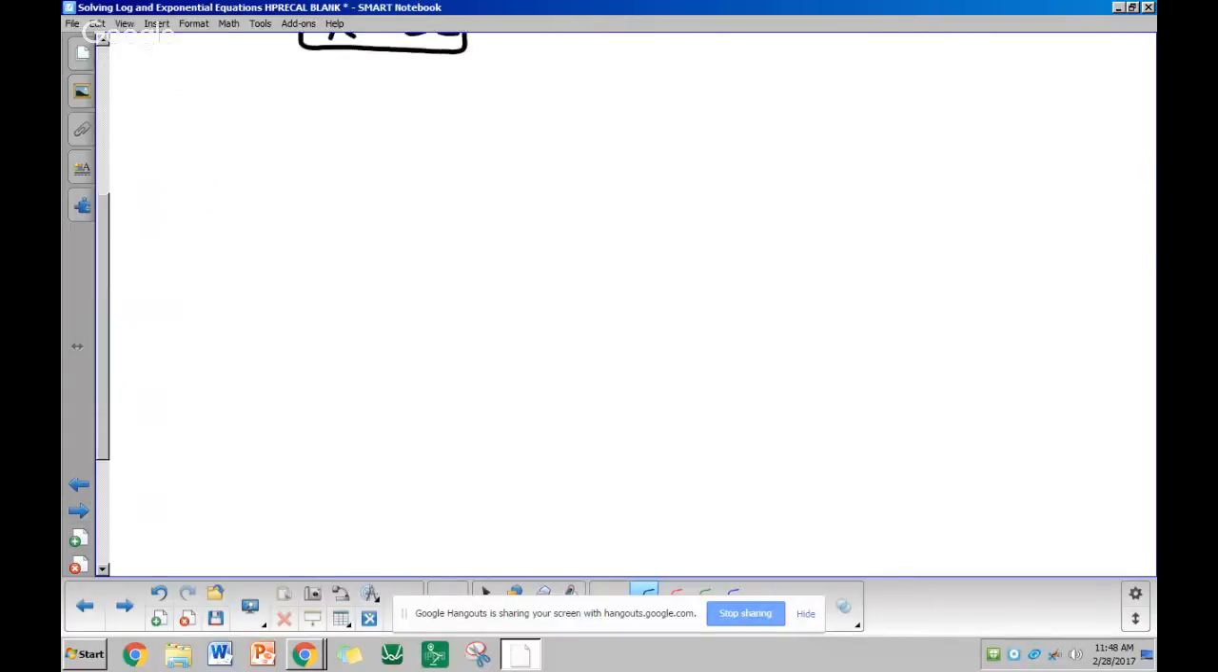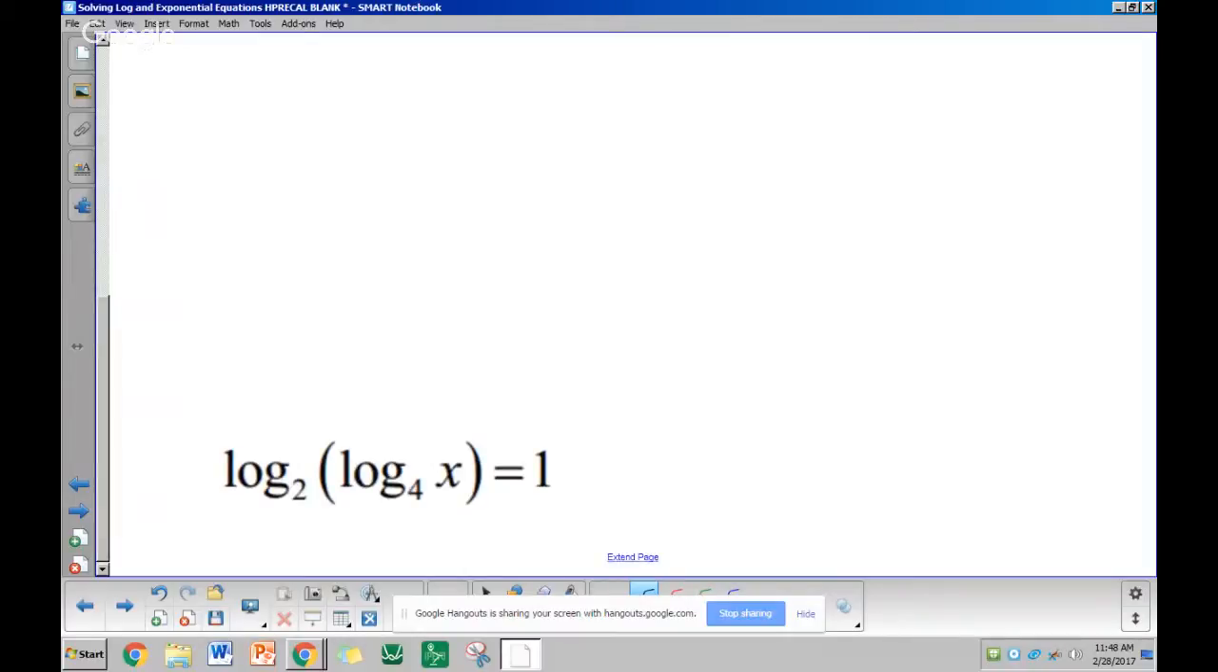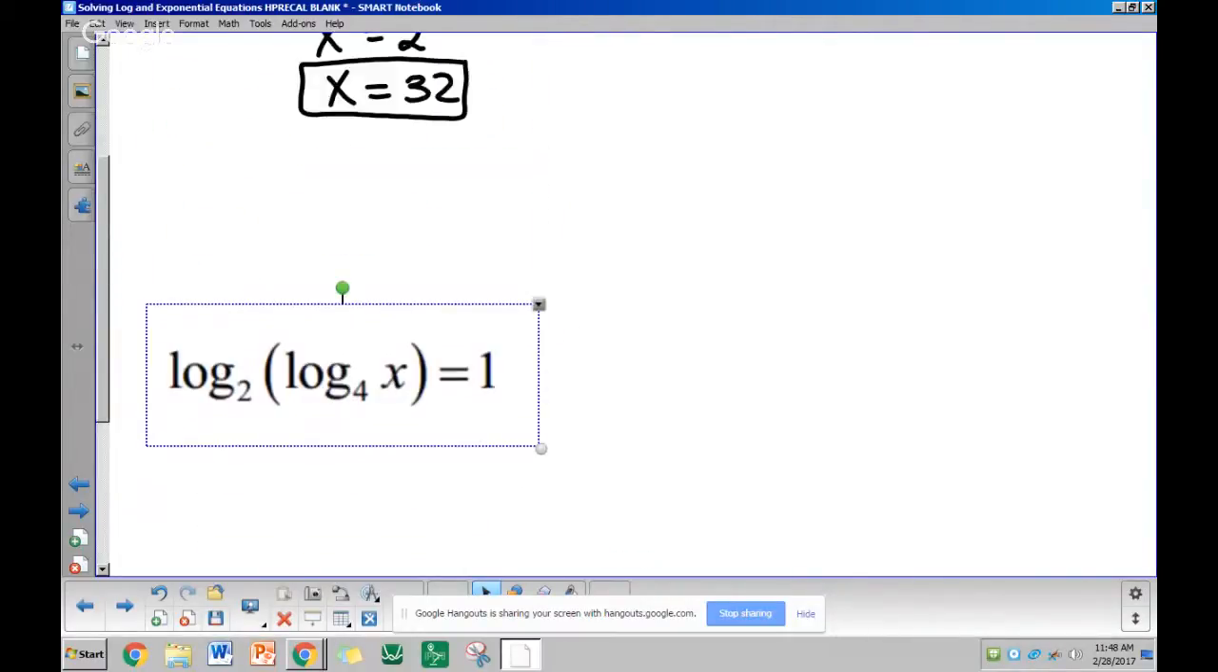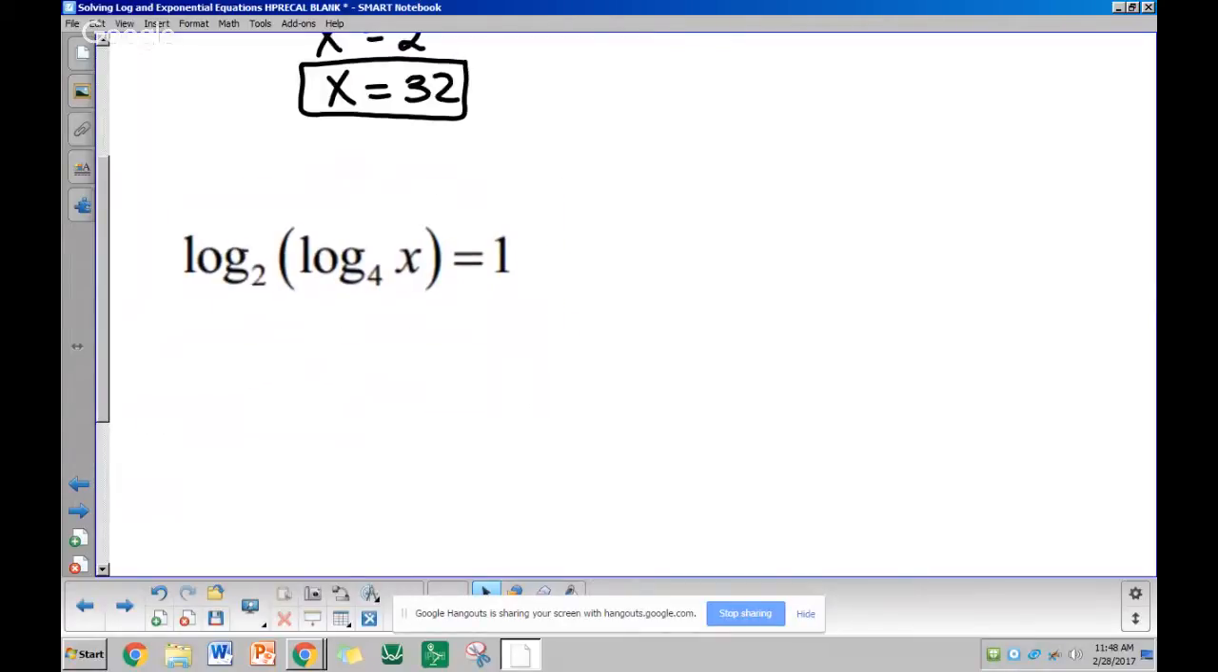Okay? I have one down here. Bring it up for ease. This is a nested log. A lot of logs here. So this is still a log equal to a number, and so we are going to exponentiate from the outside in. The external base here is 2.